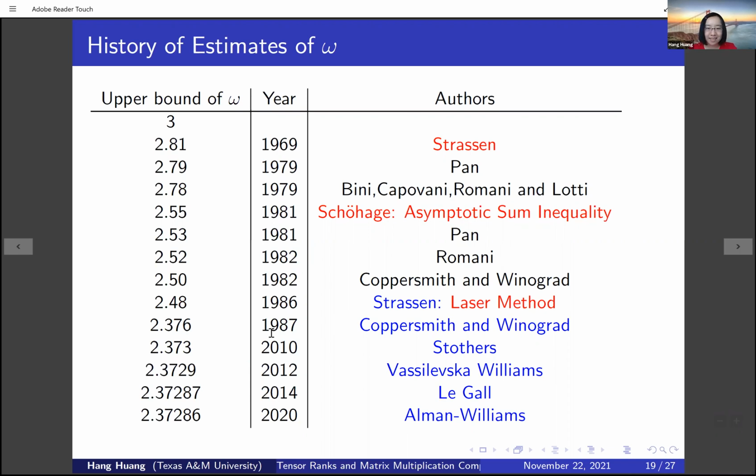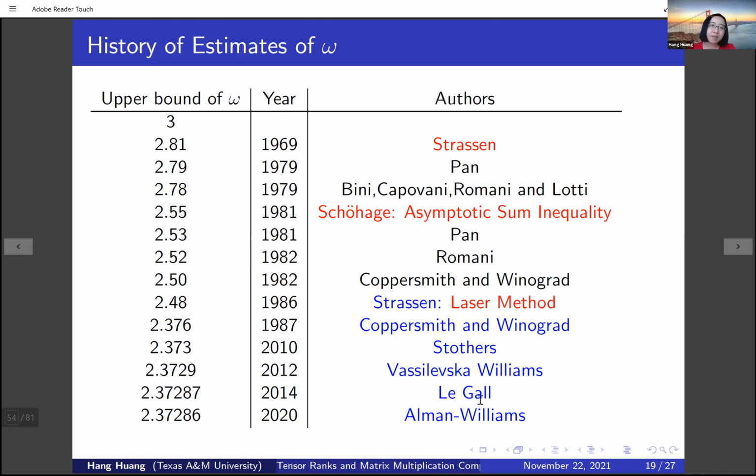What's more surprising is that starting from 1987, all these results until the best one today are using the same auxiliary tensor. They are all using what's called the big Coppersmith-Winograd tensor as an auxiliary tensor for the laser method. However, there's some not so good news about this auxiliary tensor. Le Gall in 2014 discovered that there is a barrier: you can never use this big Coppersmith-Winograd tensor with the laser method to show that omega is less than 2.37.